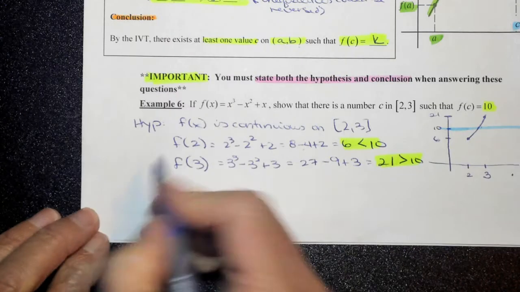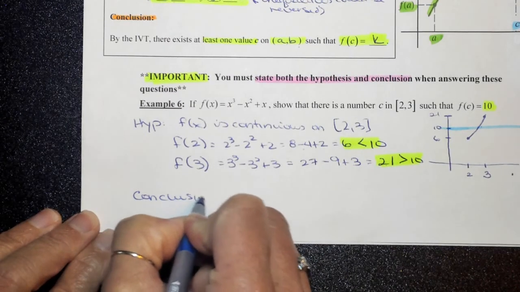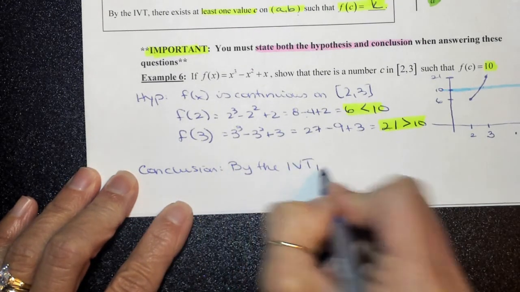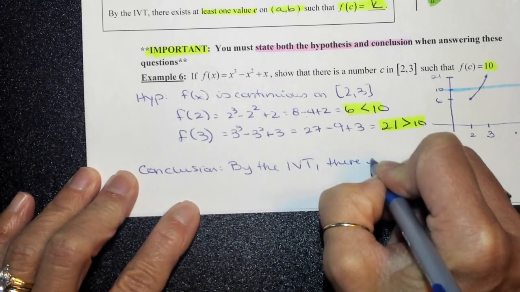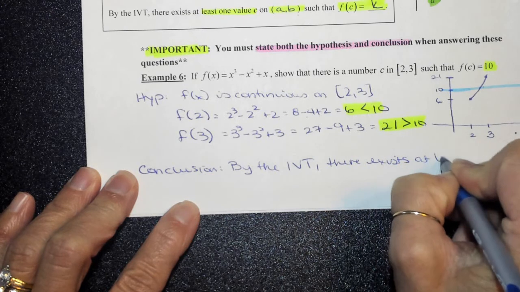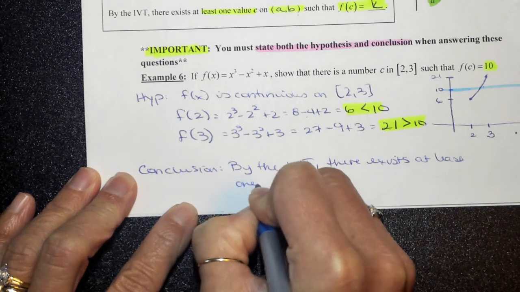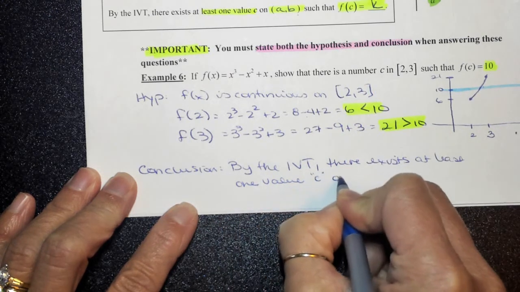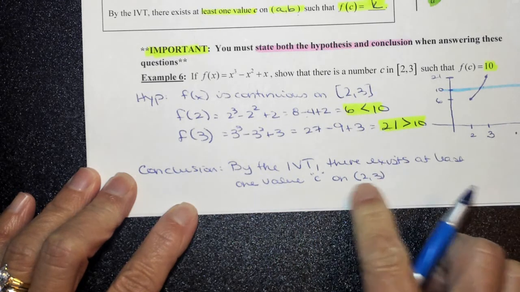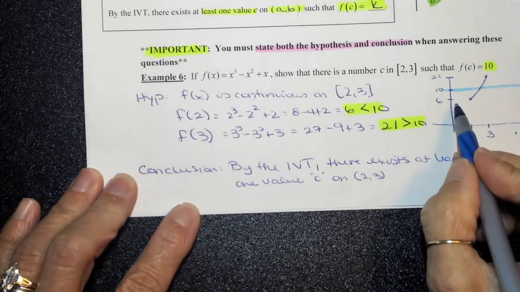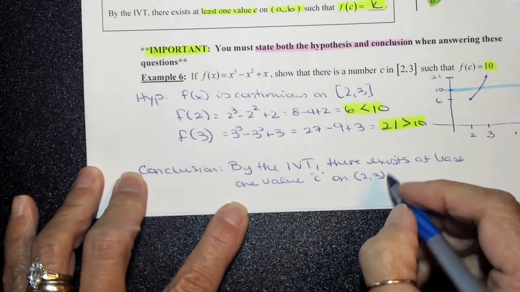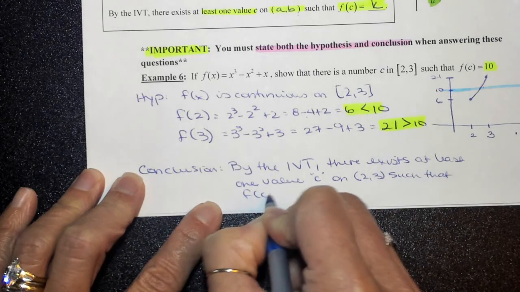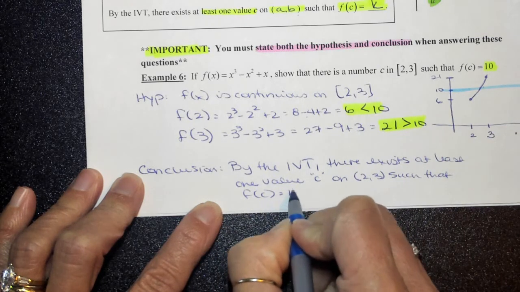So what I need to state in my conclusion is, by the IVT, there exists at least one value, and they use the variable c here, on the open interval from 2 to 3, because we know that this can't be 2 and this can't be 3, because they already have their corresponding y values, such that f of c is equal to, and in this case it's a specific value, 10.